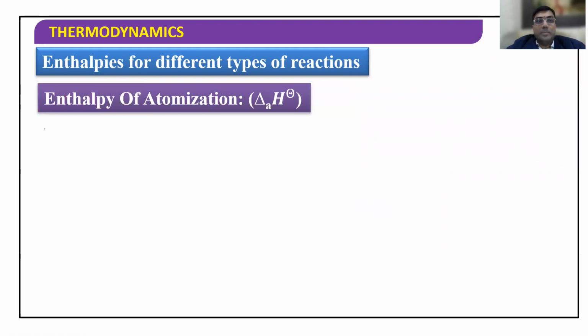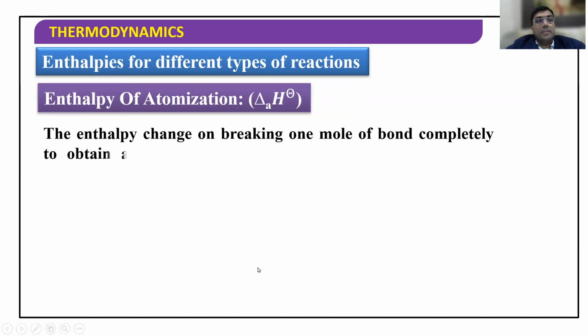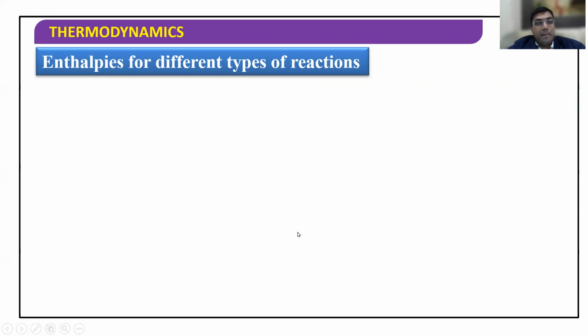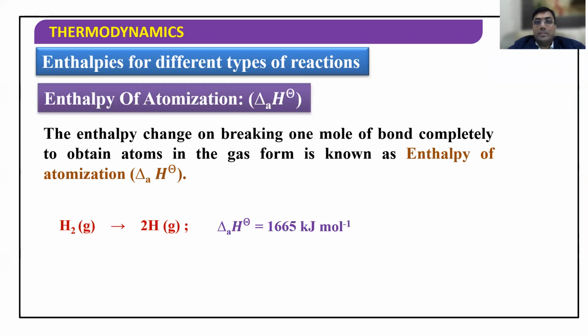Enthalpy of atomization, I explained just now, but anyhow you can see. The enthalpy change on breaking 1 mole of bond to obtain atoms in the gaseous form. That is called enthalpy of atomization. So initially it may be in the solid, but you convert it into gaseous form, individual atoms. For example, here an H2 molecule is there. You can convert it into individual gaseous atoms. So this is an endothermic reaction, I told you already. Are you clear or not? Yes, sir.